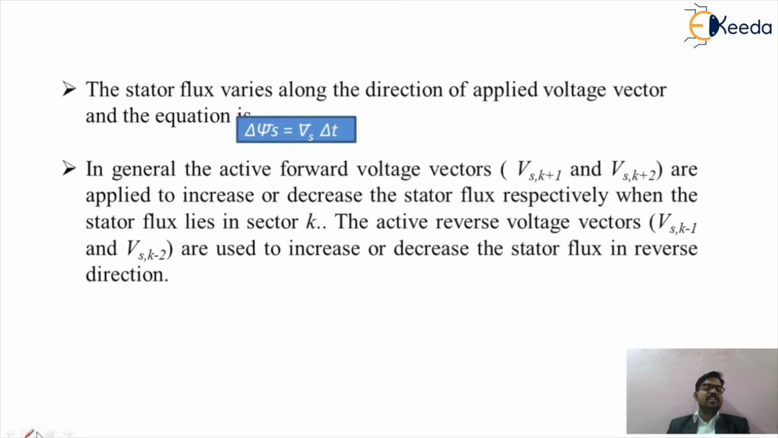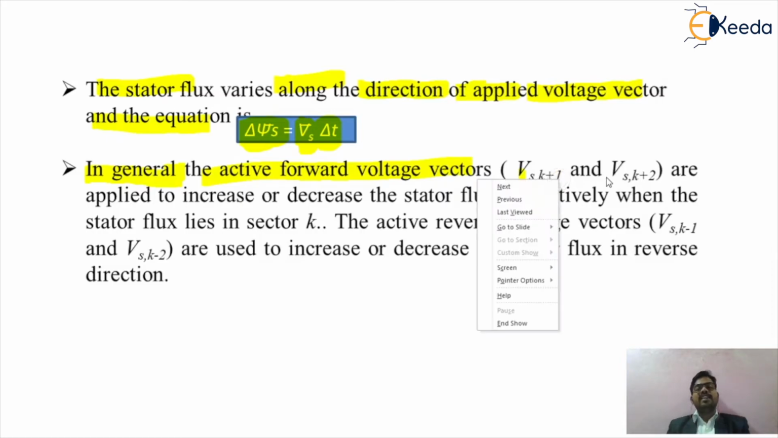So friends, as we saw in that particular figure, now we can understand how the stator flux varies along the direction of the applied voltage vector. The equation shows that the change in the stator flux vector, psi s, is responsible for the change in the voltage Vs with respect to time, that is del T. In general, we get different active forward voltage vectors, Vs k plus 1 and Vs k plus 2.